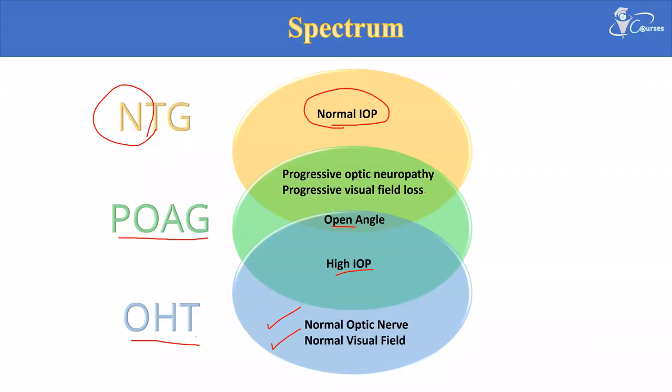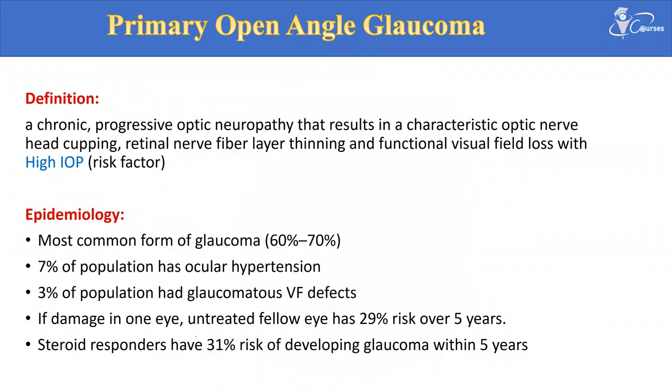So let's start with primary open angle glaucoma. As we just mentioned, it is a chronic disease, and it is unlikely that the patient will recover from glaucoma. It is a progressive optic neuropathy that results in characteristic optic nerve head cupping, retinal nerve fiber layer thinning, and functional visual field loss, in which high intraocular pressure is a risk factor.